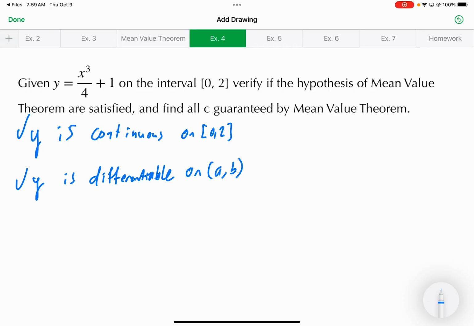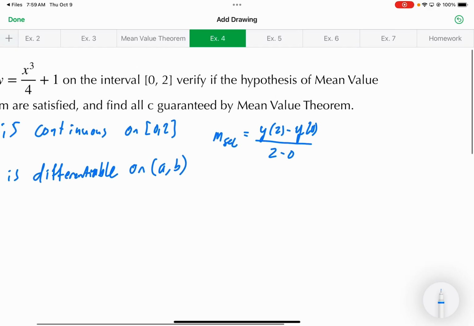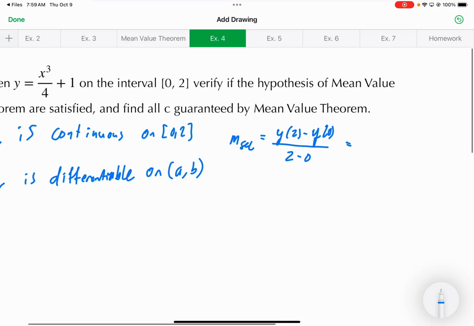So now what I need to do is find my c values that are guaranteed, okay? I'm going to go about that by computing my average rate of change and then setting my derivative equal to my average rate of change and then solving for c, okay? All right, so let's find the slope of my secant line. In order to do that, I need to know what my outputs are at 2 and at 0, and then I'm going to subtract 2 minus 0 in my denominator. All right, I think we can do this mostly in our heads.